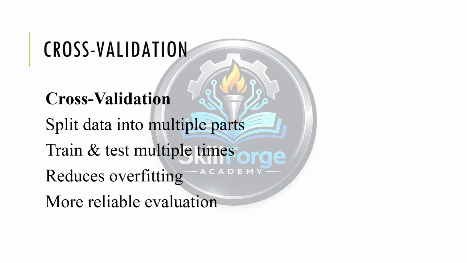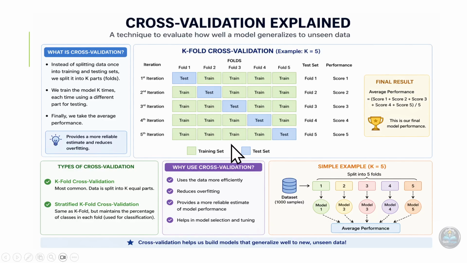Instead of splitting data just once into training and testing set, we split it into multiple parts. In k-fold cross validation, the data is divided into k equal parts. We train the model on k minus 1 parts and test it on the remaining part. The process is repeated k times, each time using a different part for testing. Finally, we take the average performance, and this gives a reliable evaluation of the model and helps in reducing overfitting.